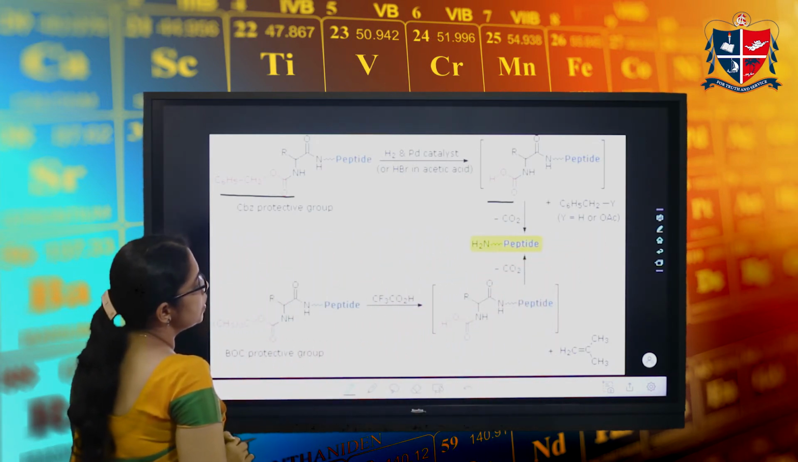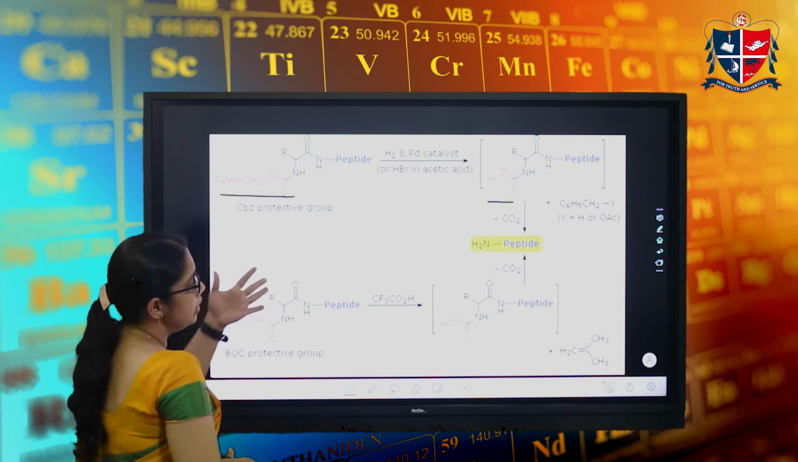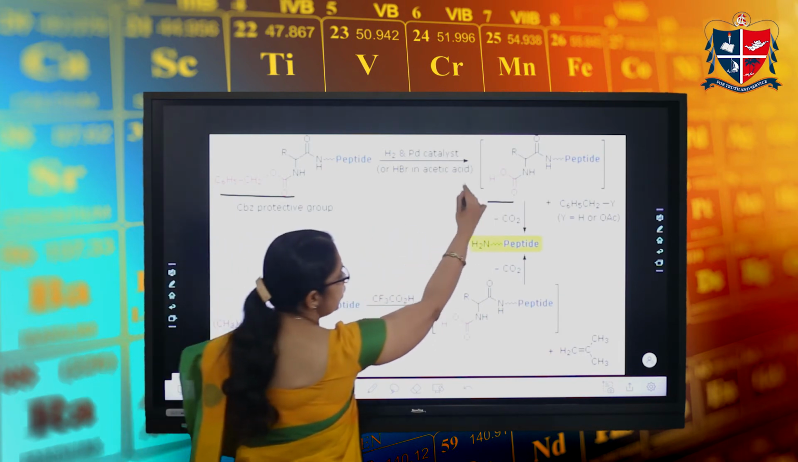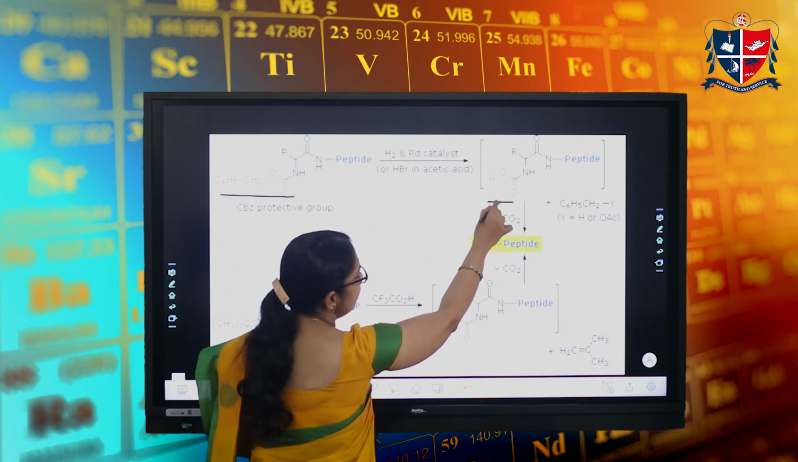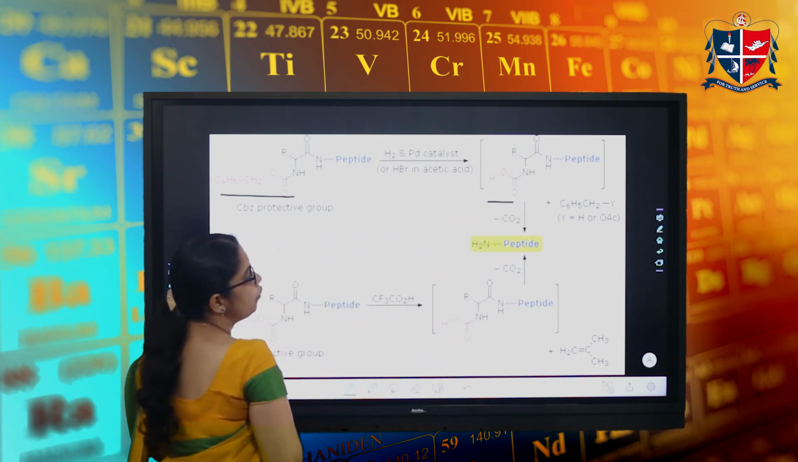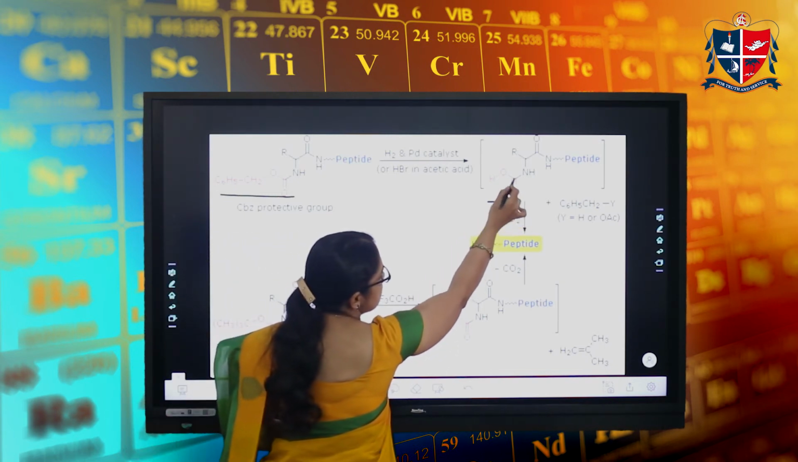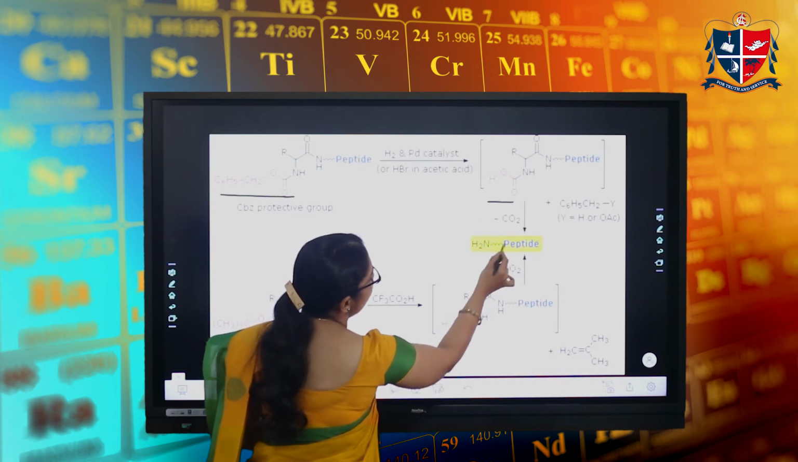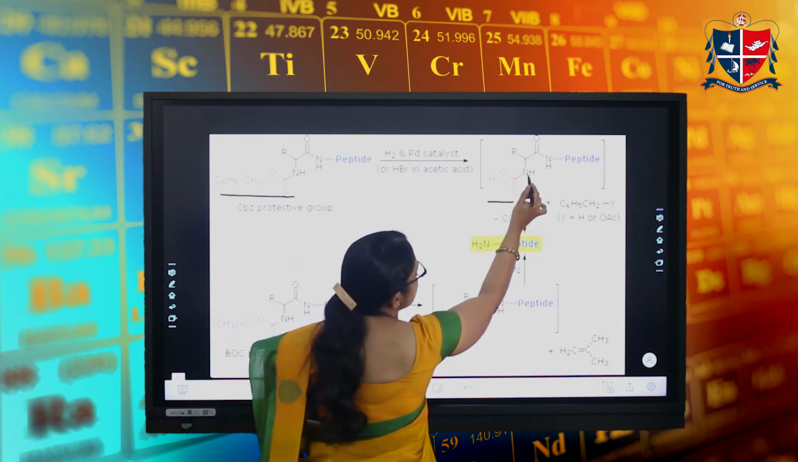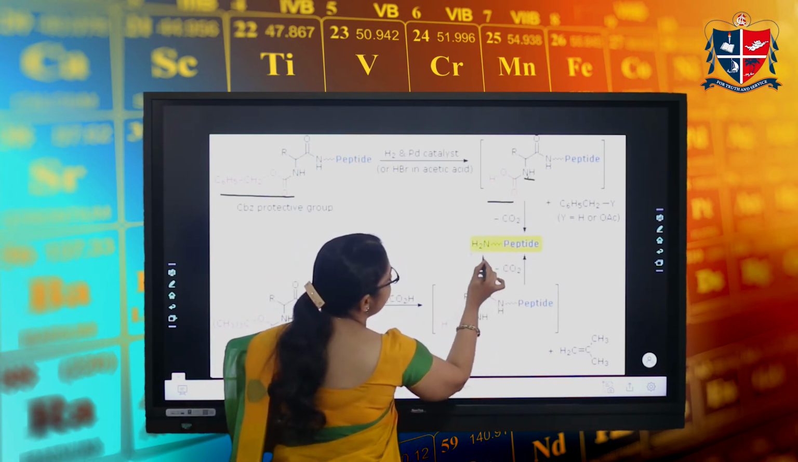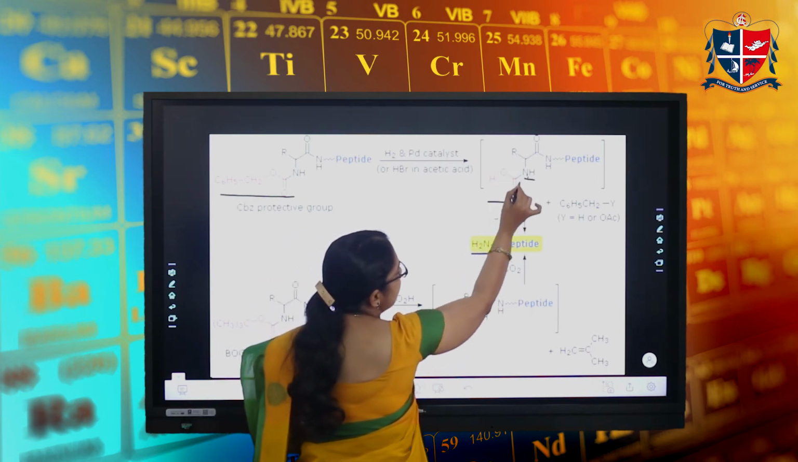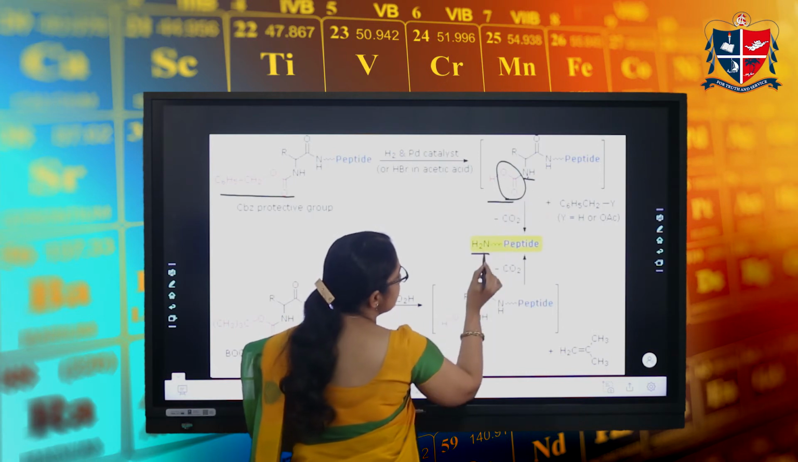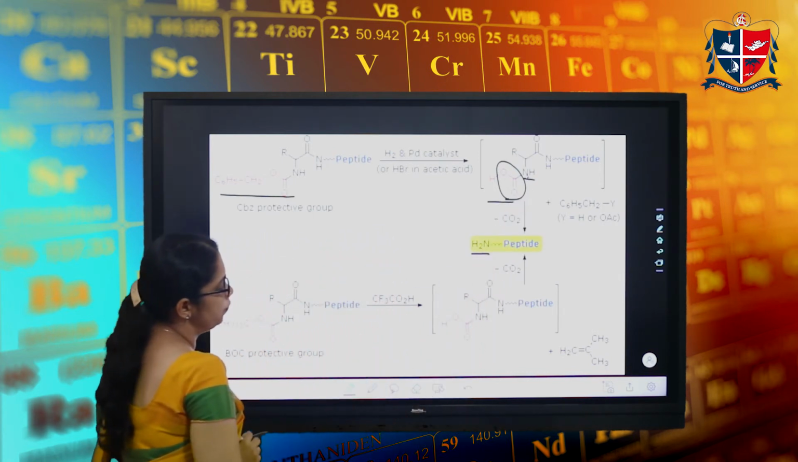Okay, so this is a product, and this product is unstable, so it will eliminate a molecule of carbon dioxide, that is CO2 will be eliminated from here, and this NH now becomes NH2. That is, there is an elimination of carbon dioxide, and this NH is now converted into NH2.